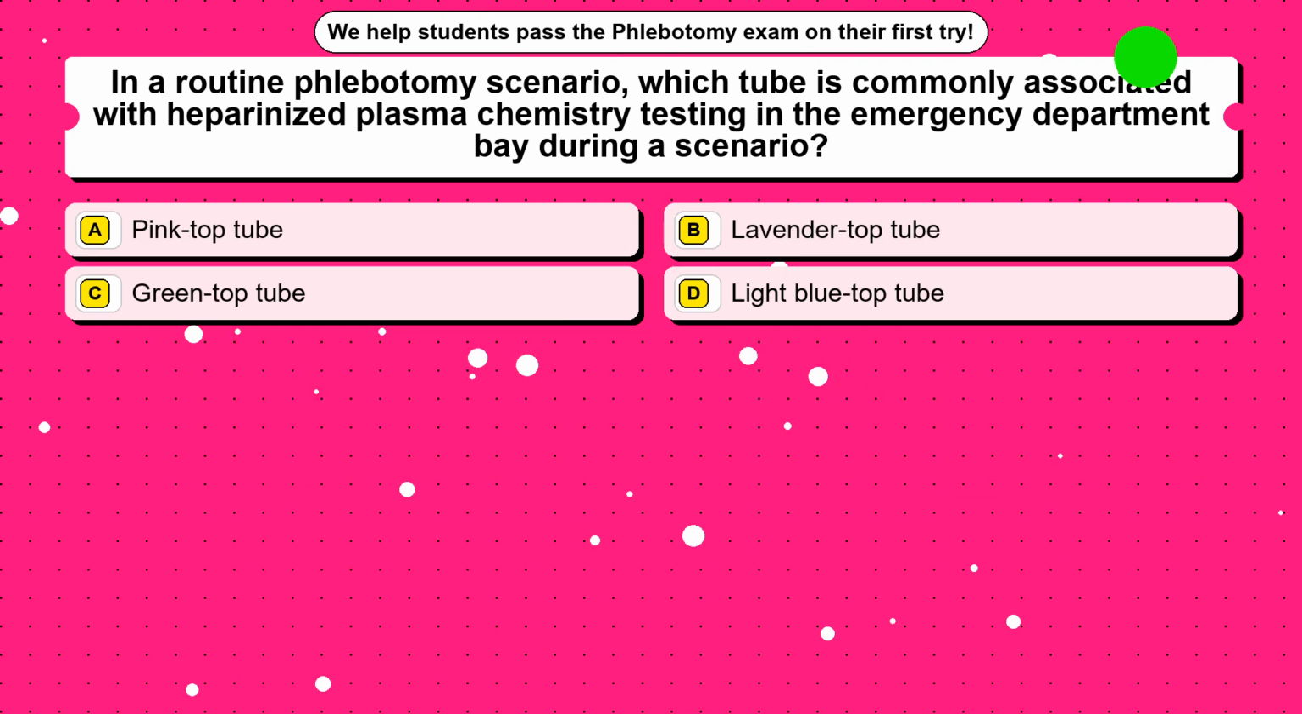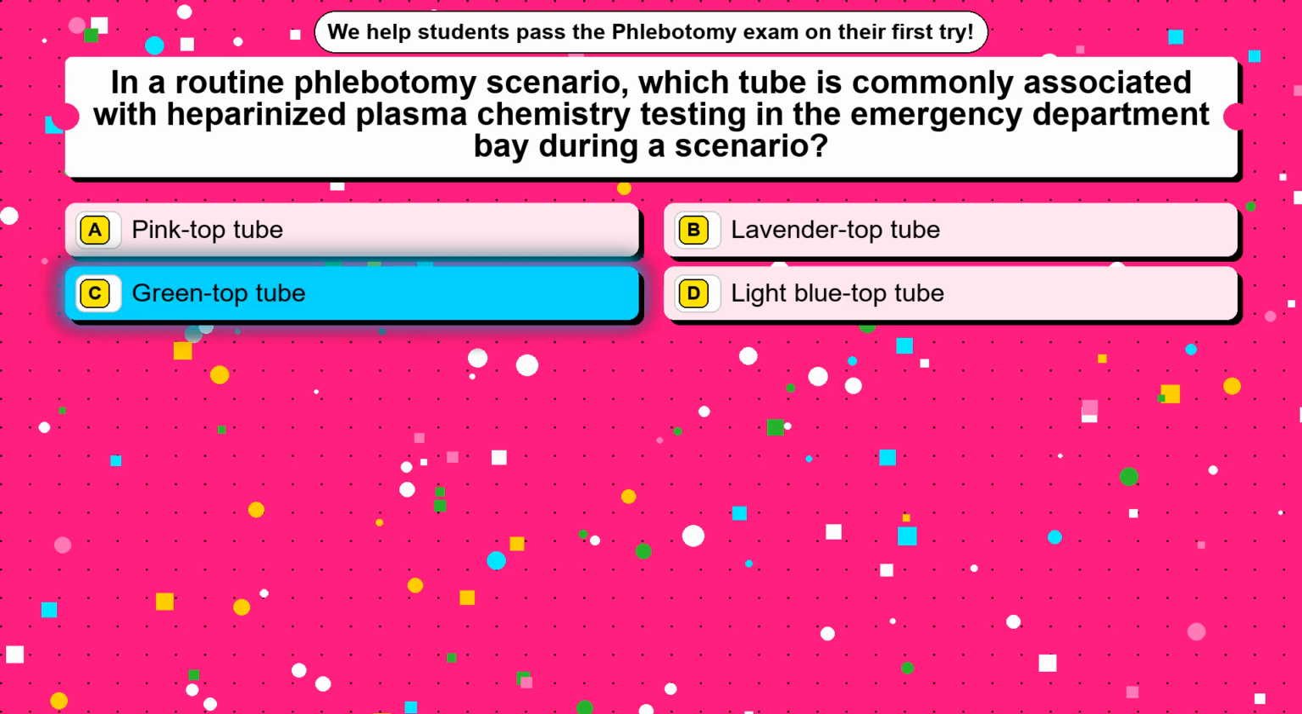Question 4. In a routine phlebotomy scenario, which tube is commonly associated with heparinized plasma chemistry testing in the emergency department bay during a scenario? Option A, pink top tube. Option B, lavender top tube. Option C, green top tube. Option D, light blue top tube.